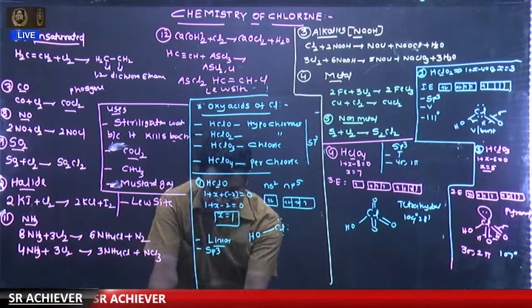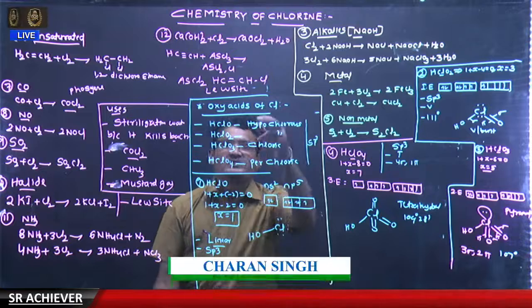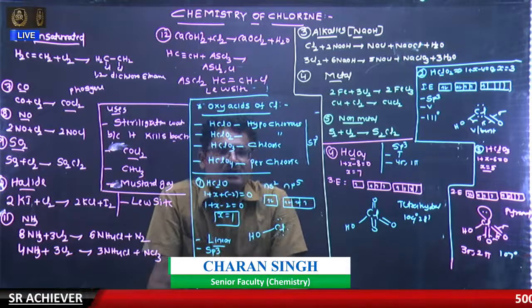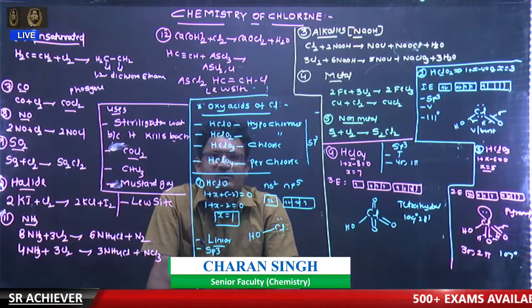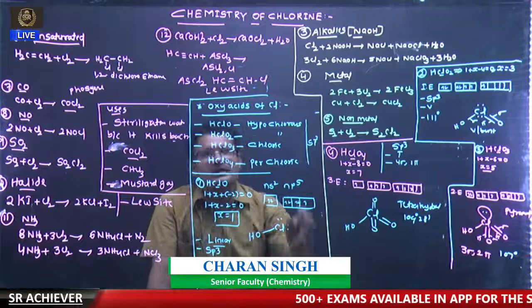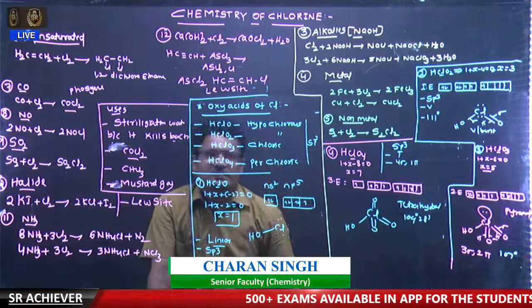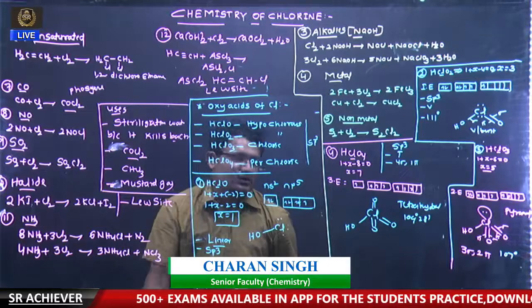These are the oxy acids of chlorine. Oxy acids of chlorine are formed only in 4 types: hypochlorous, chlorous, chloric, perchloric.